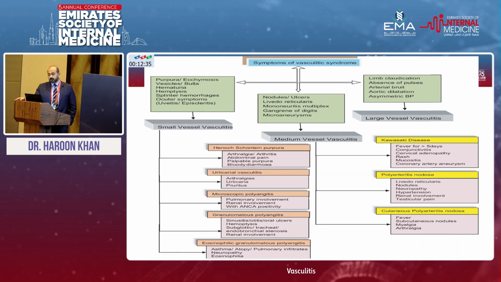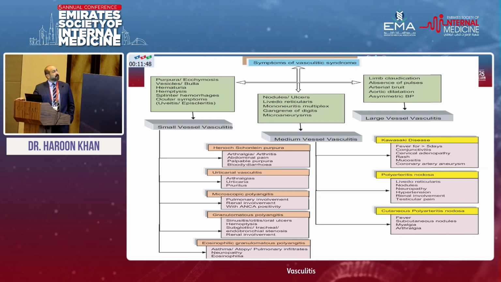And then with the medium vessel vasculitis, you can see nodules, ulcers, livedo reticularis, livedo racemosa as well, which I have not mentioned here, involving the nerve. Multiple nerves can be involved, mononeuritis multiplex, and obviously as a sequel, you can see gangrene of digits, which unfortunately is something which we do see, especially in patients who have advanced diabetes, other cardiovascular comorbidities, and if they get vasculitis with it, it becomes difficult to manage because you treat one thing and it can worsen the other. Obviously, it can present itself as microaneurysm. And we spoke about the medium vasculitis already. You can have polyarteritis nodosa, cutaneous and the systemic form, and Kawasaki disease.